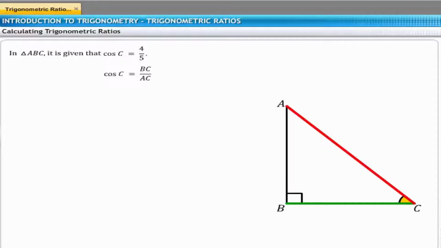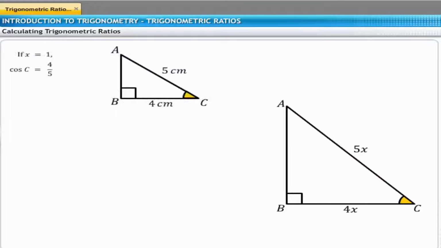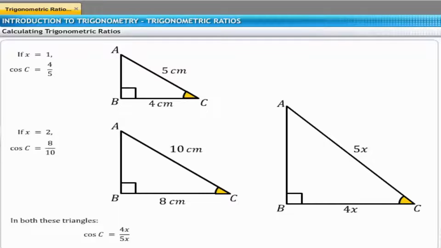Thus, we can say that AC is equal to 5x and BC is equal to 4x, where x is some constant. The reason we include a constant x here is that the trigonometric ratio just gives us the proportions of two sides, not their exact values. In both these triangles, cos C is 4 by 5, though the actual lengths of their sides are different.